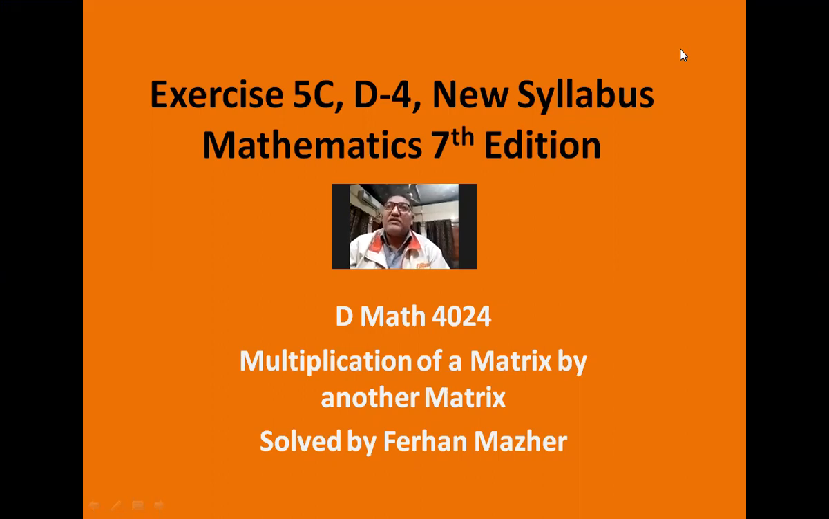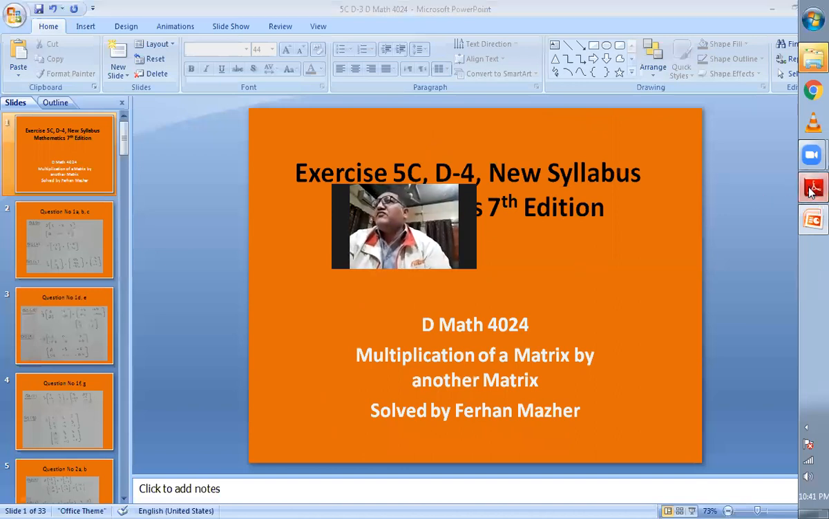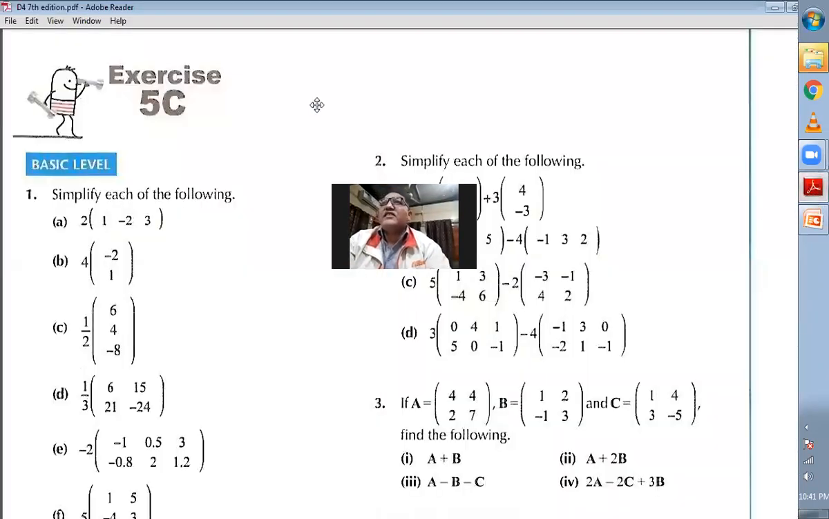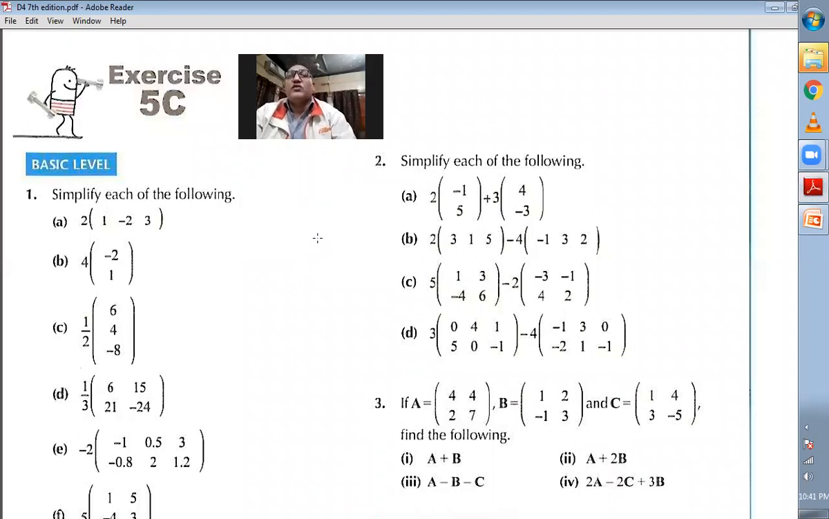The exercise is about the multiplication of a matrix by another matrix. So we will learn how to multiply two matrices, and we will also learn how to multiply a number with a matrix. So let's start this exercise. This is exercise 5C, D4, New Syllabus Mathematics 7th edition. So let's start, and let me show you the exercise. This is the exercise 5C from the D4.